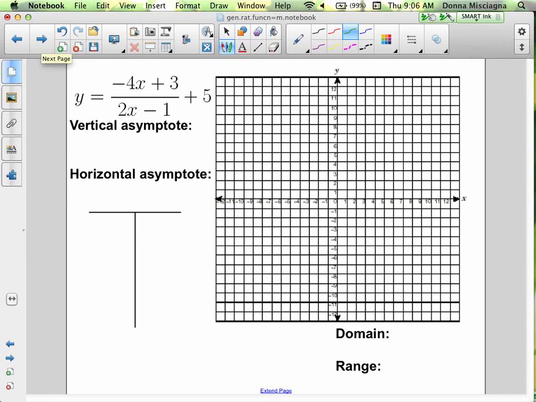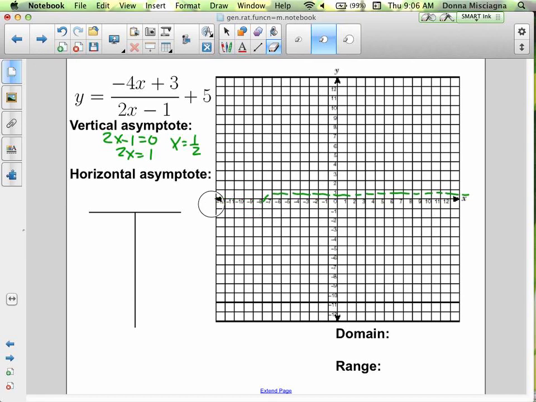What do we do to find the vertical asymptote? Make the denominator equal to 0. Right. So if we have 2x minus 1 equals 0, and we add 1 to both sides, we'll have 2x equals 1, and then divide by 2, x is 1/2. All right, and so we'll graph that. Add some asymptote in.